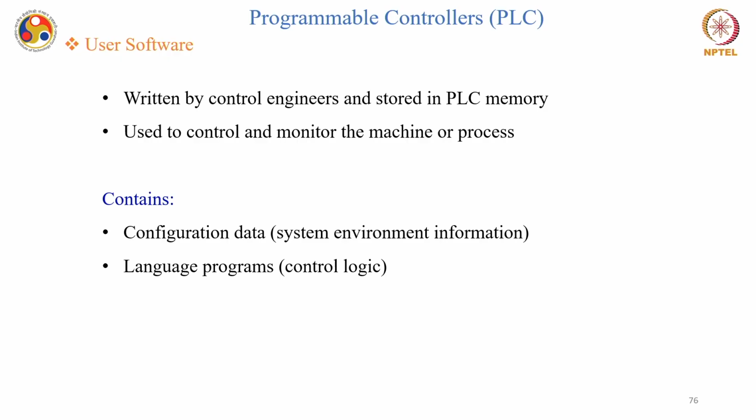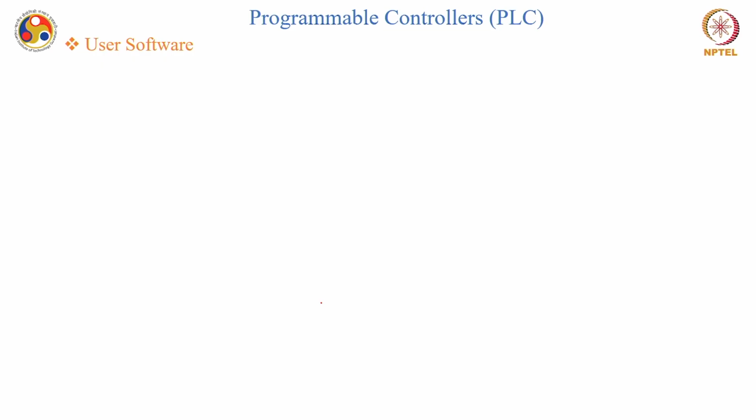Then let's also quickly try to understand the user software in PLCs, because we keep mentioning that it gives you more control as compared to conventional controllers. The user software in any PLC is written by the control engineers and stored in the PLC memory. It is used to control and monitor the machines or processes connected directly to the PLC. It contains configuration data, or the system environment information, as well as the language program, which is the control logic.